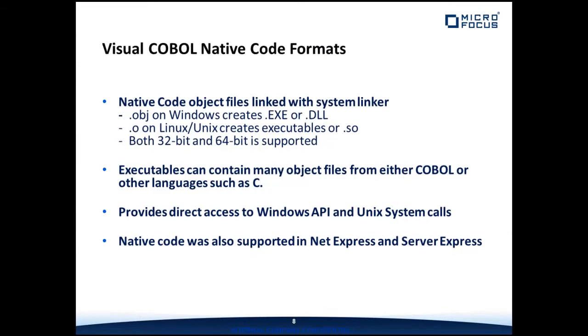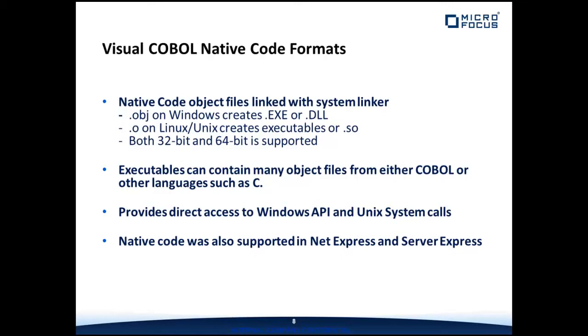Native code in Visual COBOL refers to object code which is generated for a particular processor and operating system that is then linked with the system linker in order to produce an executable file. Under Windows, this refers to .exes and DLLs. Under Linux and Unix, this refers to executables or shared objects. Native code objects can be generated for either 32-bit or 64-bit systems.